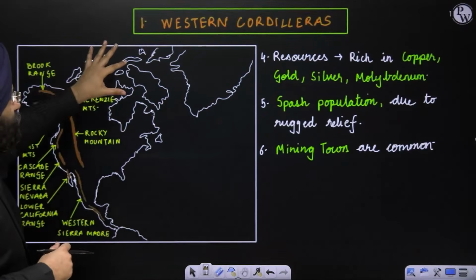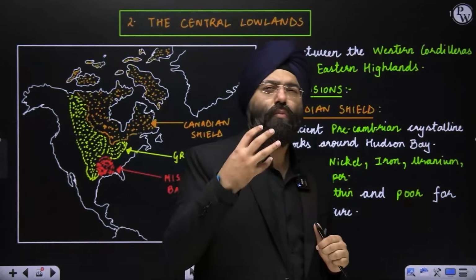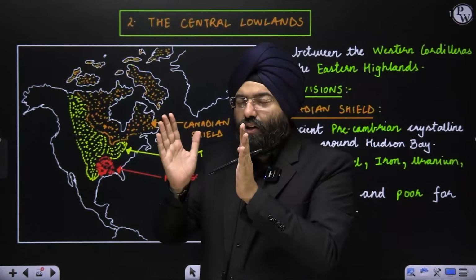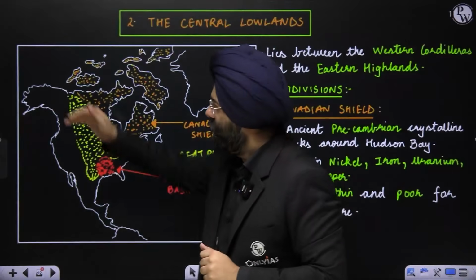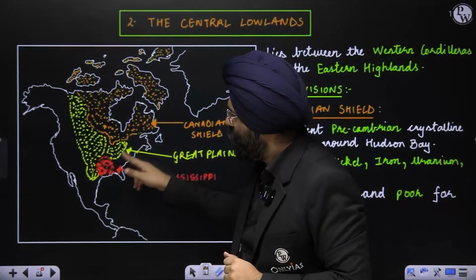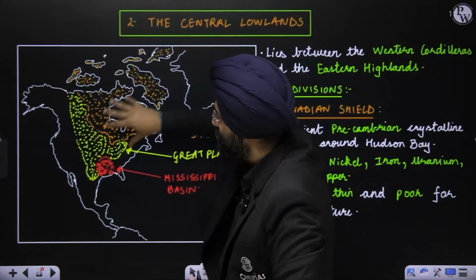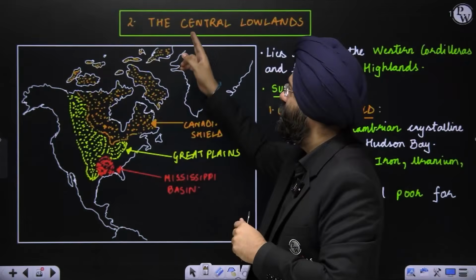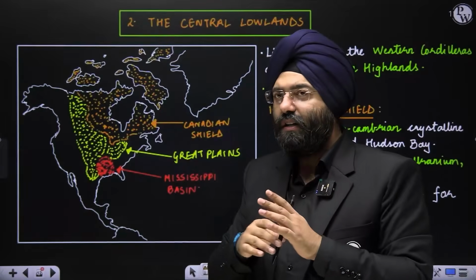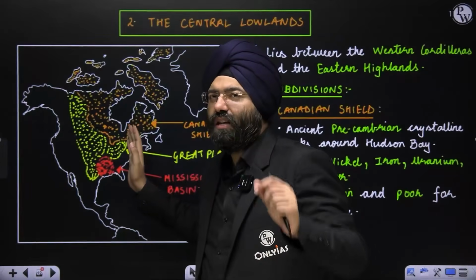Now this was the Western Cordillera part. Let's move on to the Central Lowlands. The most important dimension when I talk about the Central Lowlands, please see, is that this lies between two physical dimensions. Over here you had the Western Cordillera, and over here you have the Eastern Highlands or the Appalachians. Between them you have this particular part, which is known as the Central Lowland. How do you remember it? On the west is the Western Cordillera, on the east are the Eastern Highlands or the Appalachians.